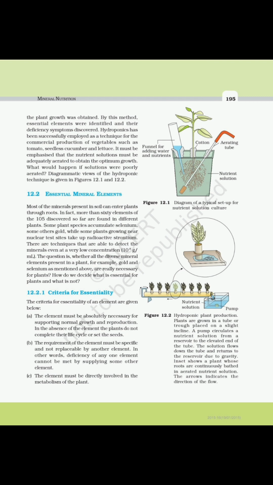A. The element must be absolutely necessary for supporting normal growth and reproduction. In the absence of the element, the plants do not complete their life cycle or set the seeds. B. The requirement of the element must be specific and not replaceable by another element. In other words, deficiency of any one element cannot be met by supplying some other element. C. The element must be directly involved in the metabolism of the plant.